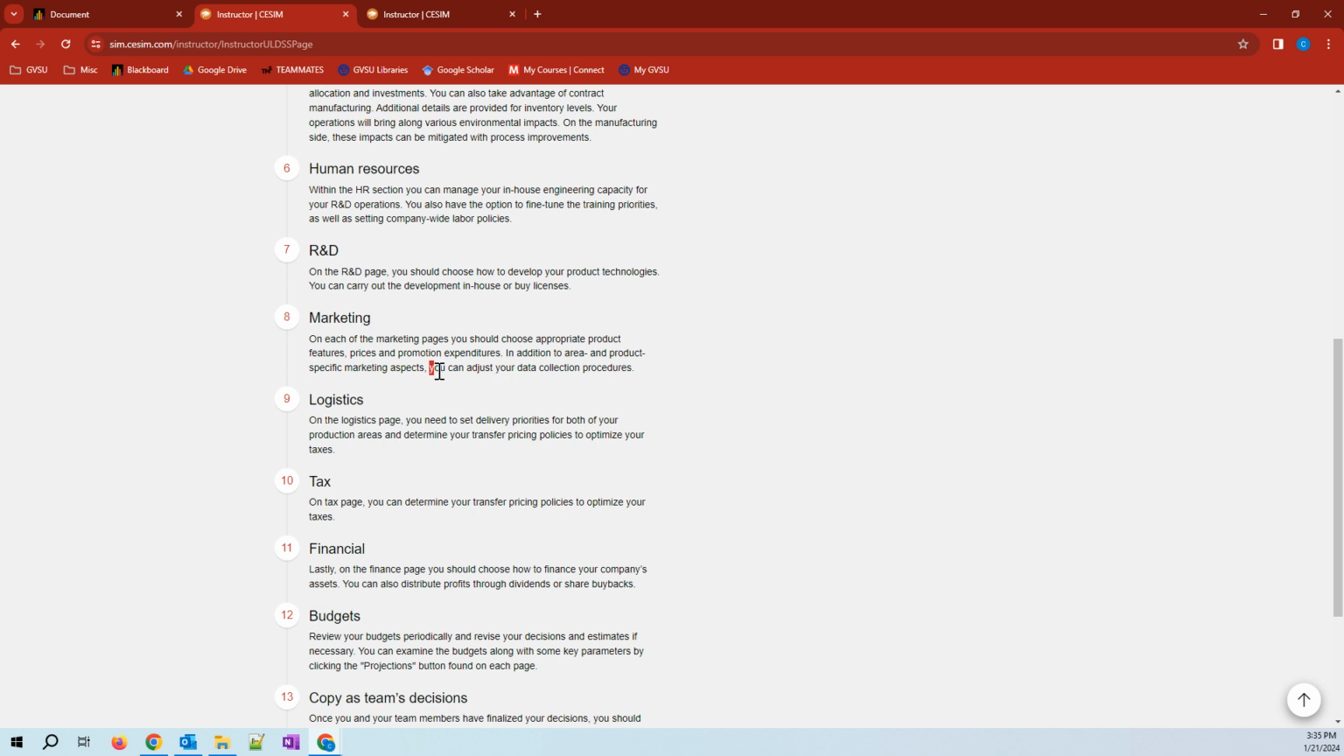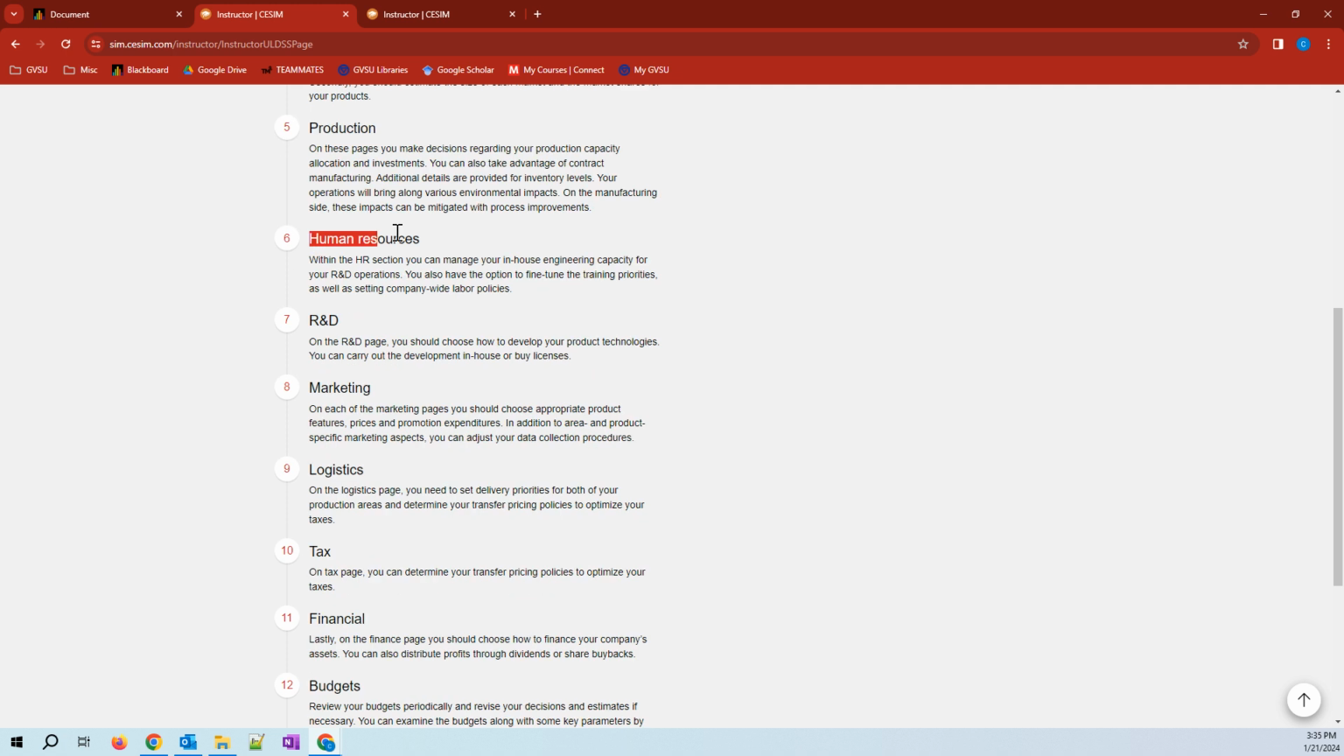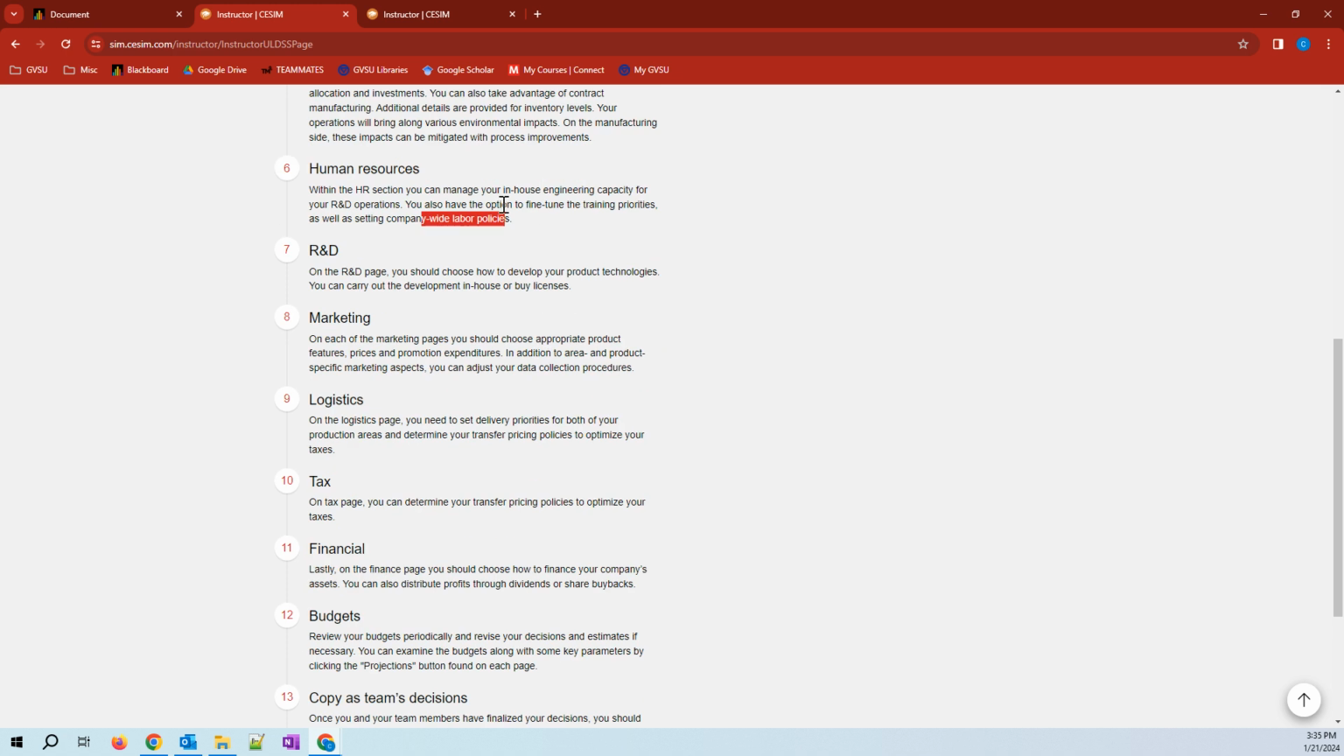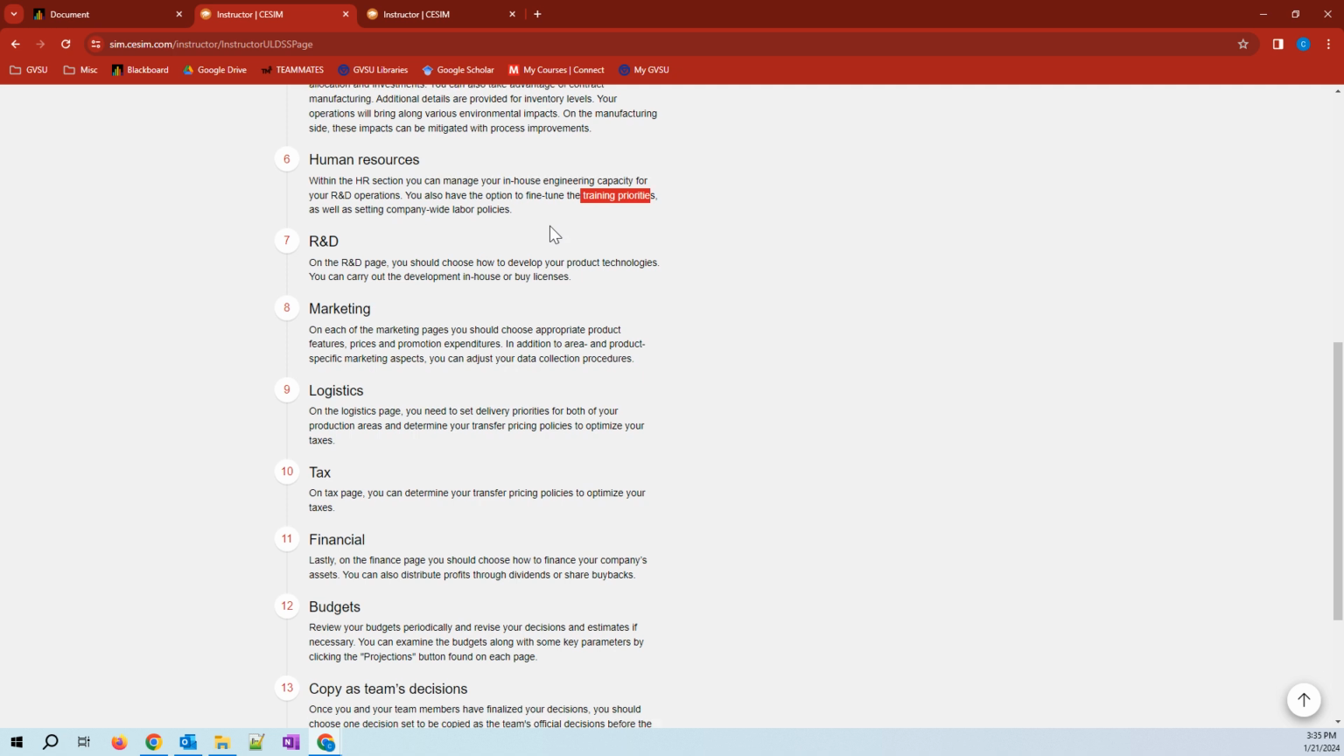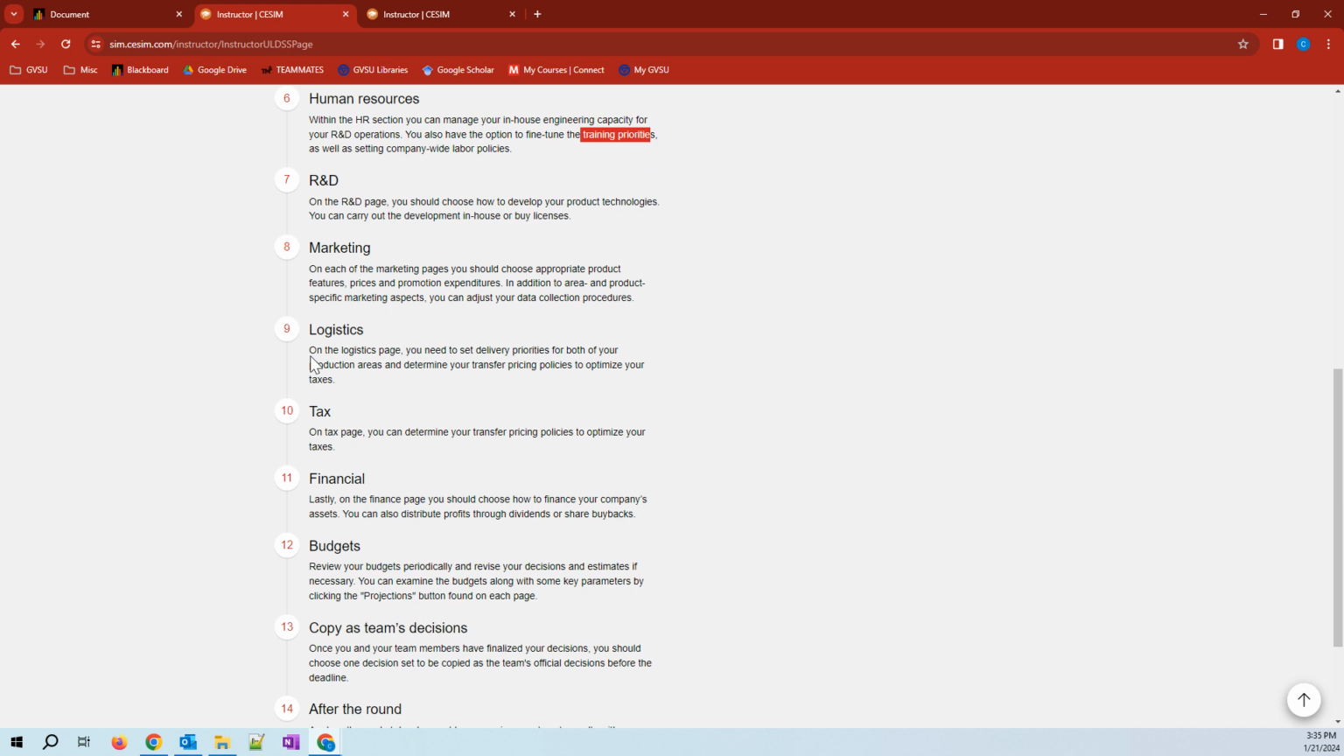We can also adjust our data collection procedures here, which again affects our ESG score. Remember, the decisions we make on the human resources tab, in terms of the training priorities and the company-wide labor policies, also affect our social score, and the governance score. The labor policies affect our governance score, and the training priorities and other decisions like salaries and training budget affect our social score.